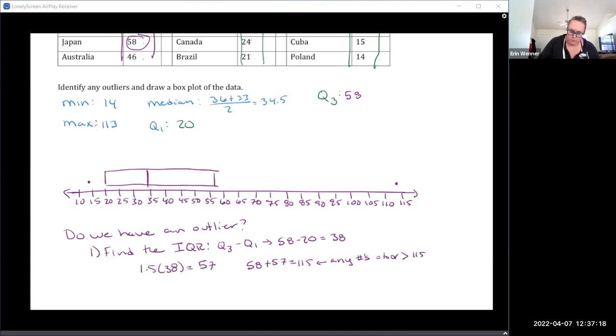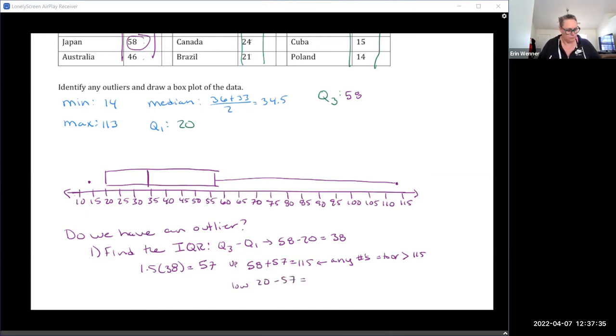We don't have one. So this is still considered within the set of data. For a lower bound, this would be the upper, and the lower would be 20 minus 57, which would be negative 37. So it would have to be numbers less than negative 37, and clearly we don't have that.